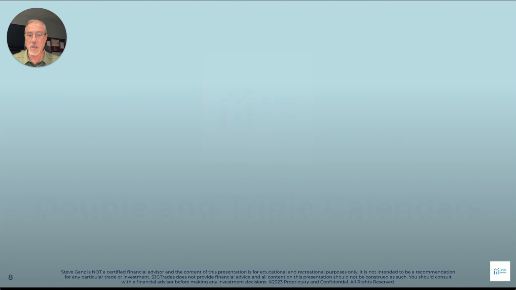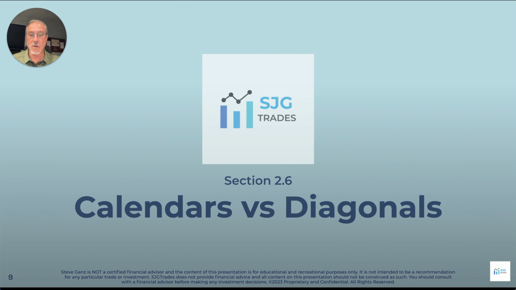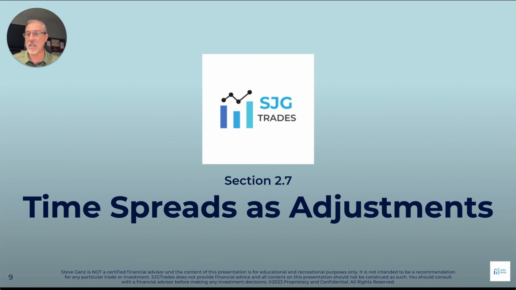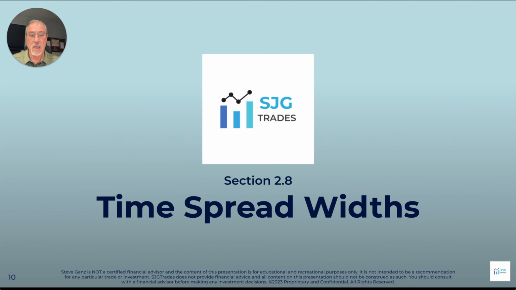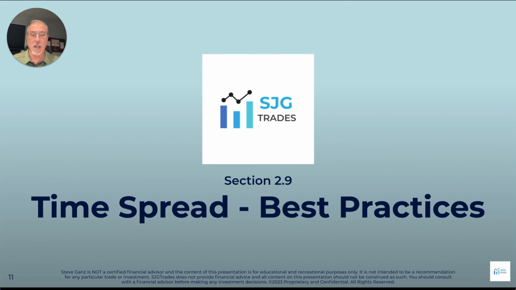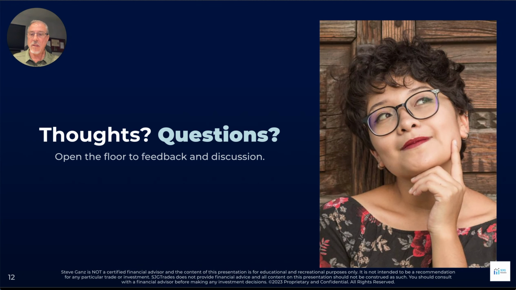We'll get into double and triple calendars, calendars versus diagonals, time spreads as adjustments to other trades. Time spread widths. What happens if you have a really narrow width in days between your front and your back spread? We're going to take a look at that and how, in my case, I actually use wider back spreads as a little bit of a hedge in some investment accounts as well. And then we're going to talk about time spread best practices. And then, of course, there will be a whole section on questions, etc.